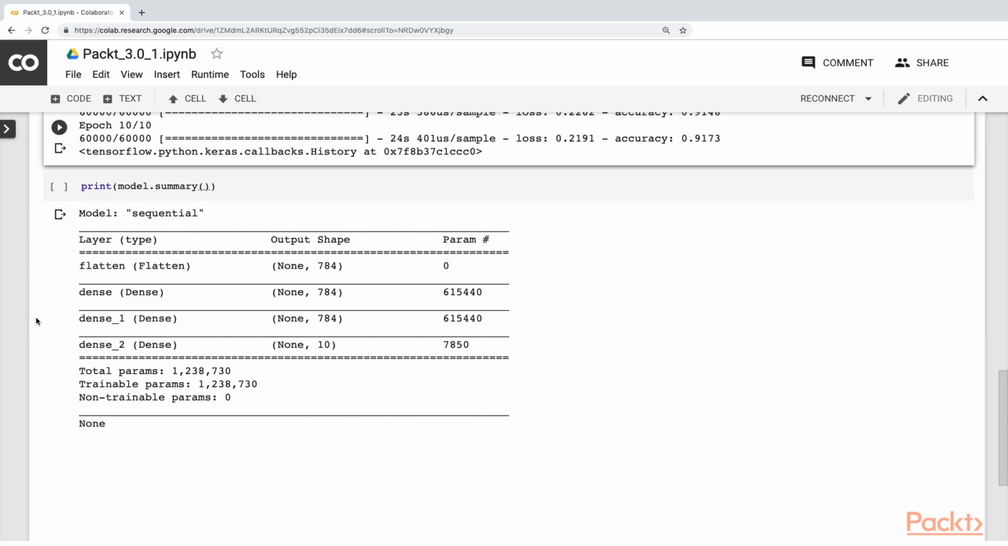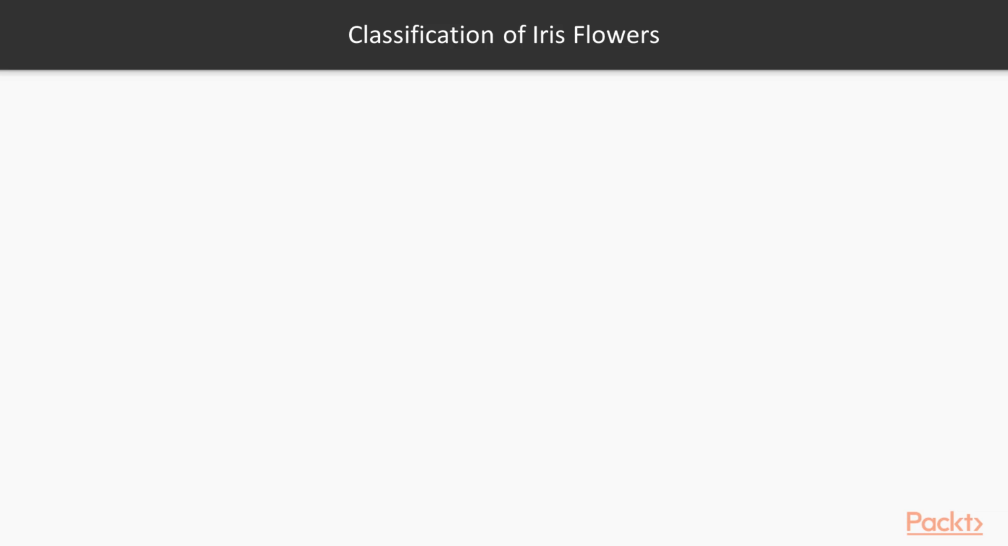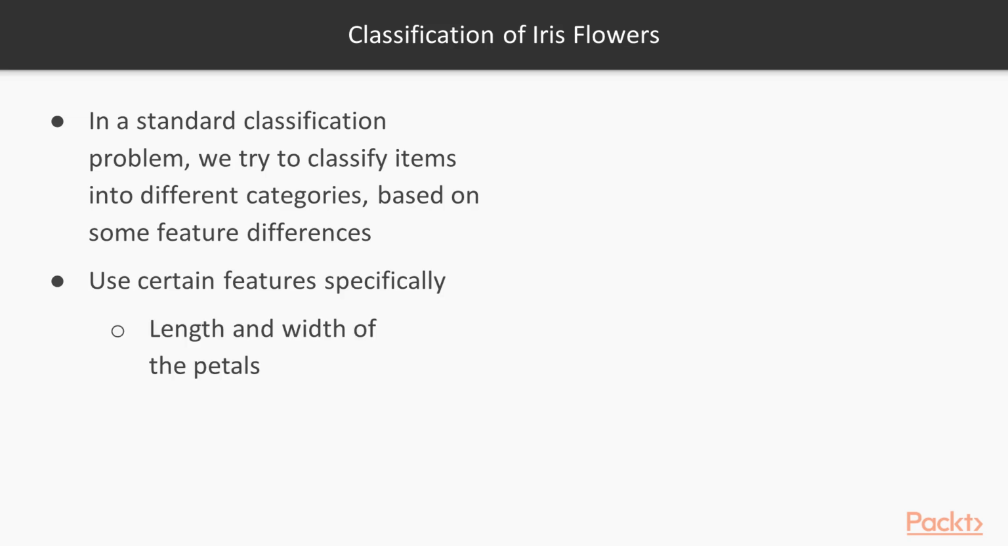Now that we're done with the assignment solution, let's look at image representation. Before we get into images, which are called unstructured data, it helps to look at structured data, which is data that is presented in a tabular format. For example, with the classification of iris flowers. We do not use the images. Instead, we use certain features. Specifically, we use the length and width of the petals and the sepals, and this information is sufficient to help us classify these images.